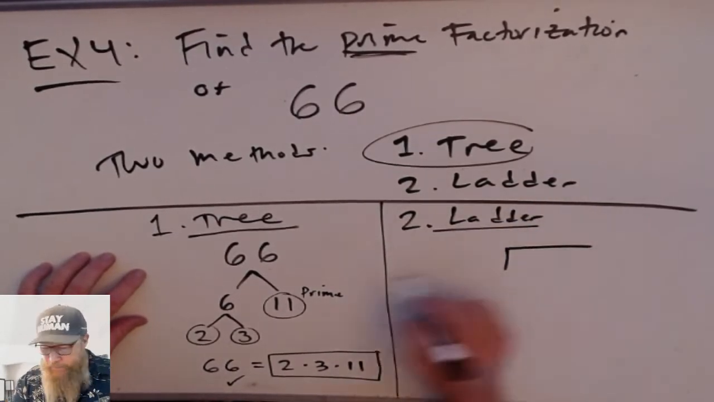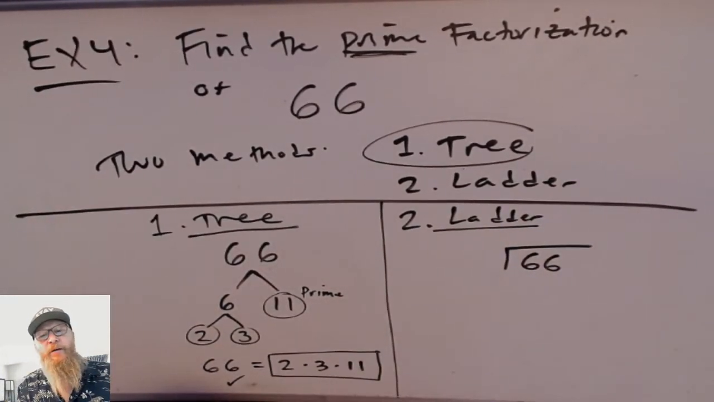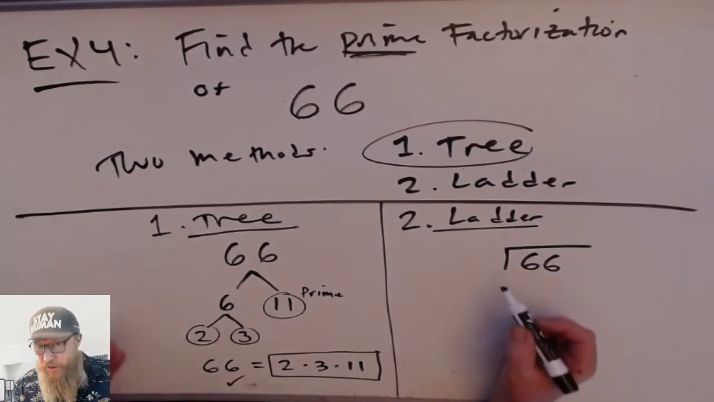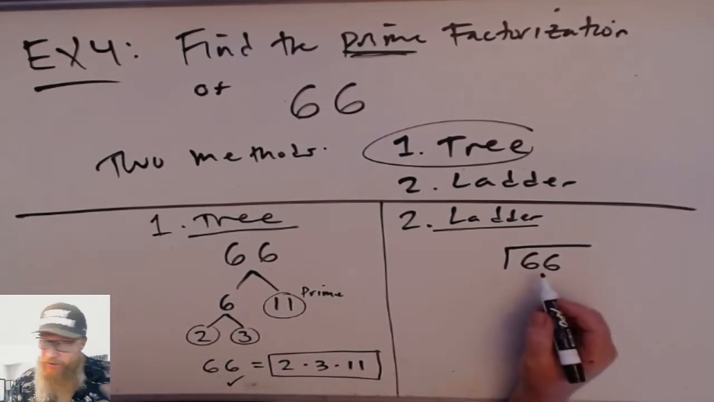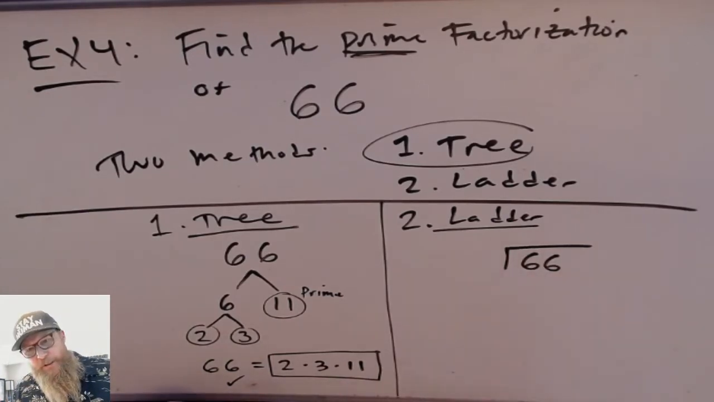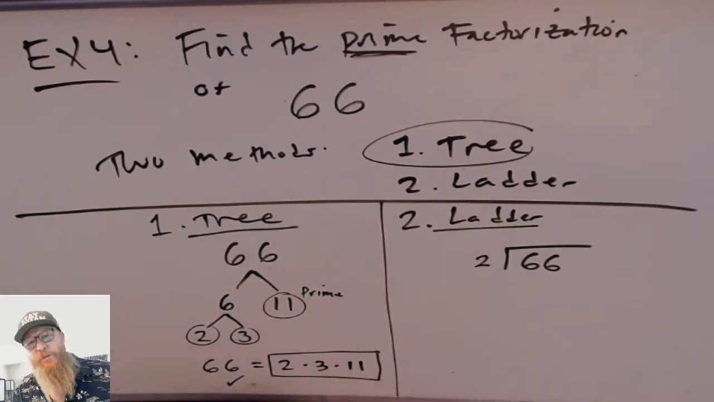The ladder, you start with the number, whatever you're doing, and then you guess what's the smallest number. So you have to start with the smallest number. That's the problem with the ladder. If you don't start with the smallest number, it'll screw everything up. What is the smallest number that goes into 66? 2. Yeah, 2 is the smallest number.